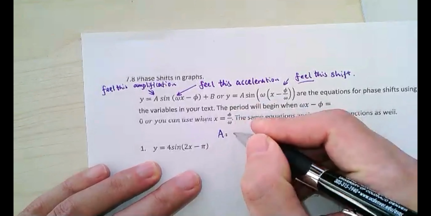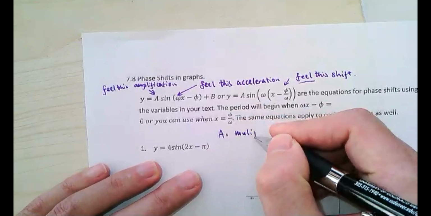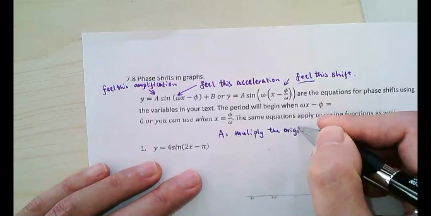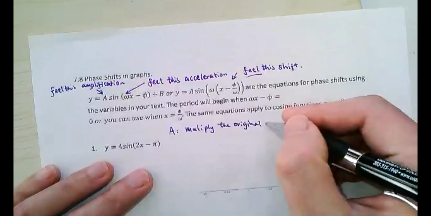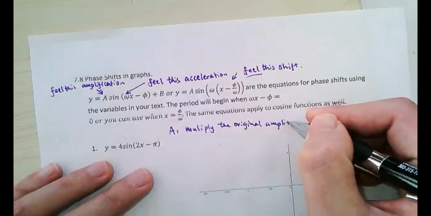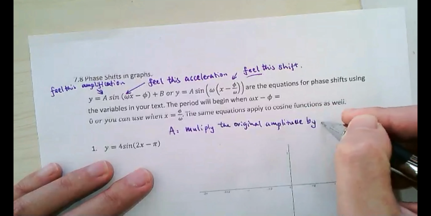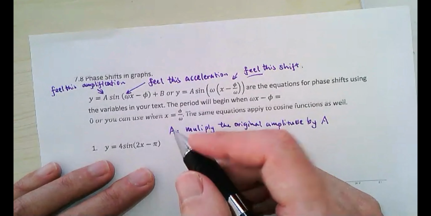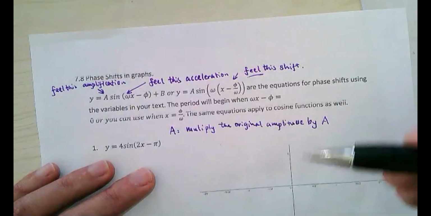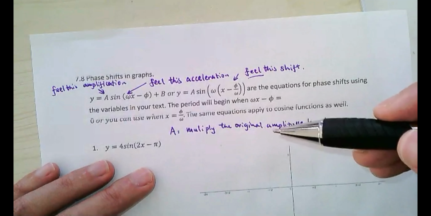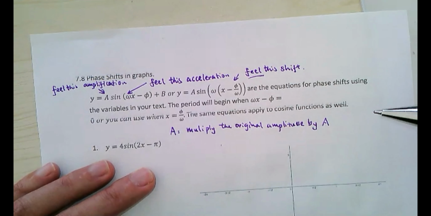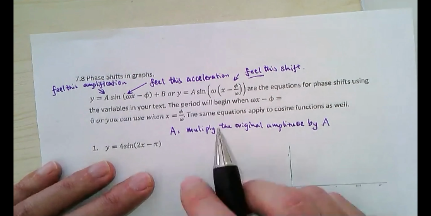A multiplies the original amplitude by A. If A is a big number, the amplitude is getting bigger. If A is a small number, the amplitude is getting smaller. Look at my hand, how my hand is moving.